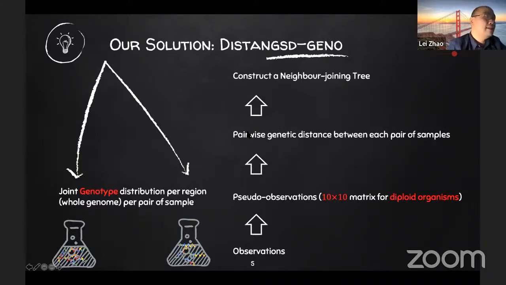And once you get the pairwise genetic distance between pairs of samples, you can construct a neighbor joining tree. This is just the first step of our method, and our future plan is to use this kind of method to infer a maximum likelihood tree. But this is the first step, to generate this kind of pairwise distance tree.